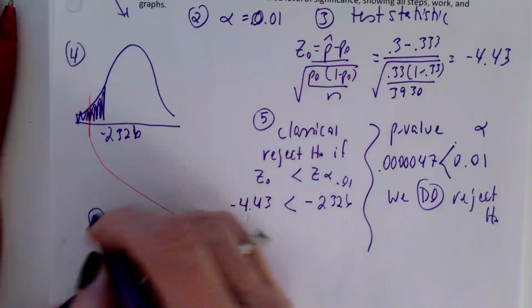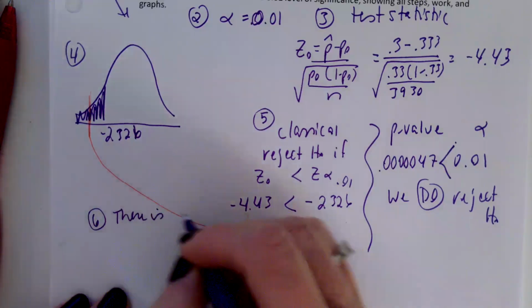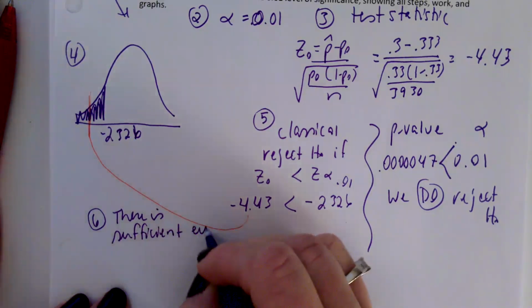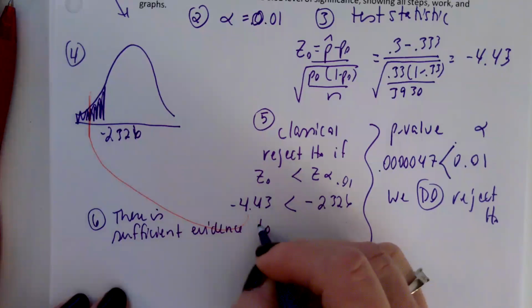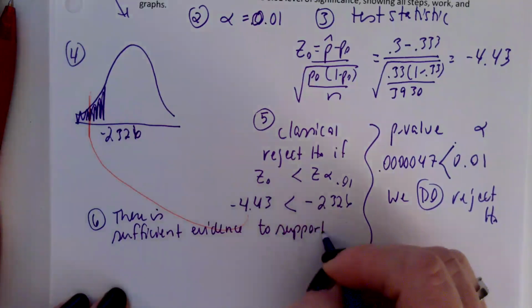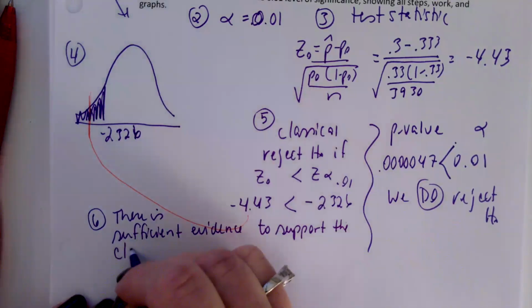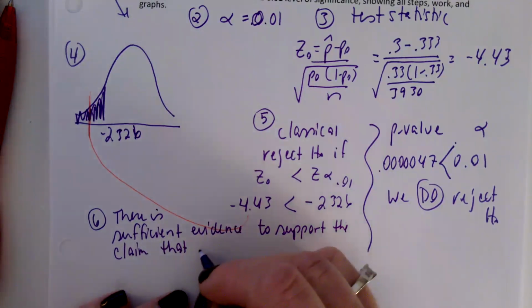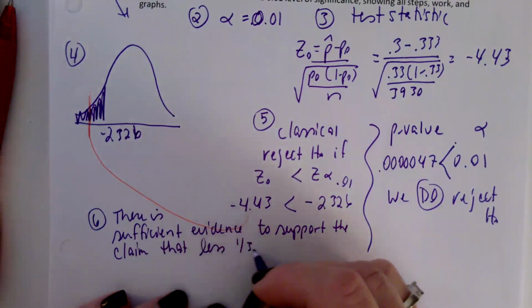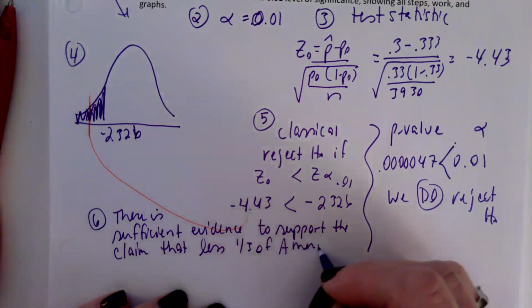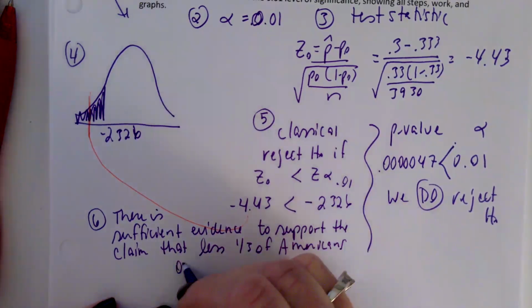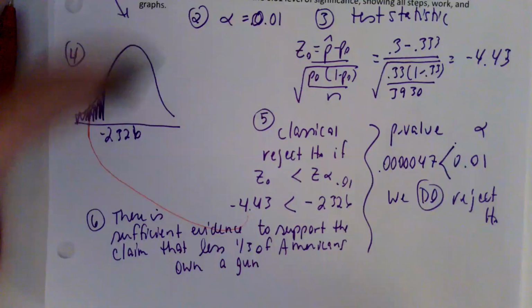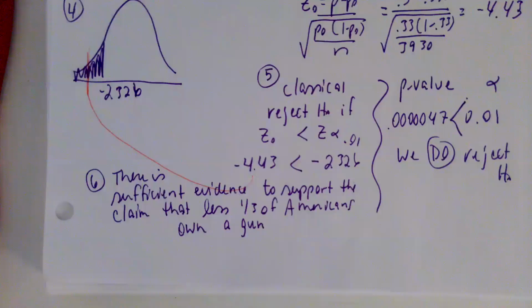So our conclusion is there is sufficient evidence to support the claim that less than 1/3 of Americans own a gun.